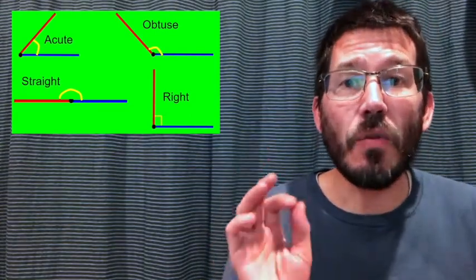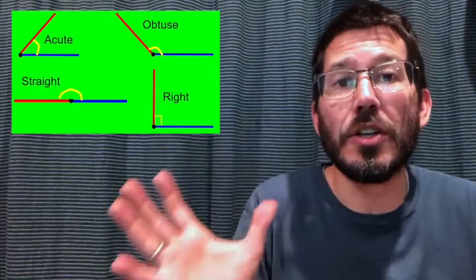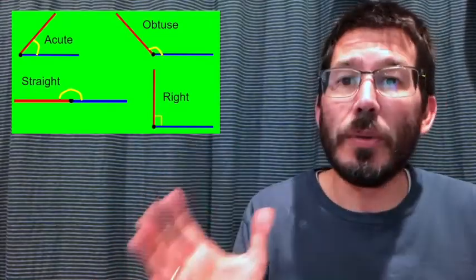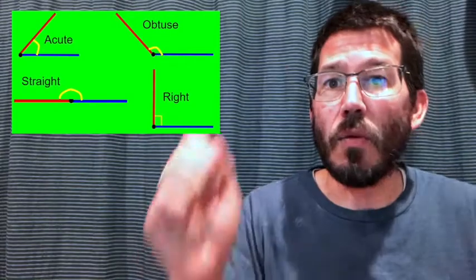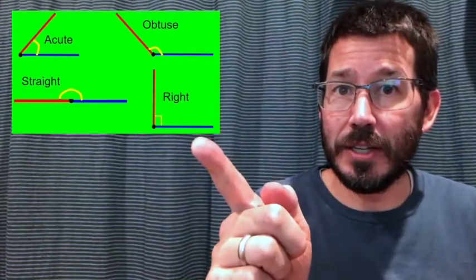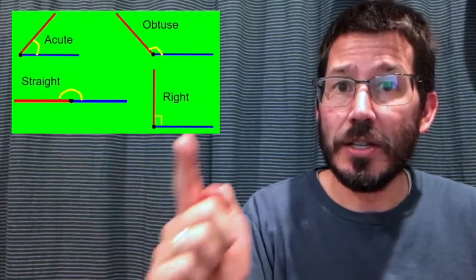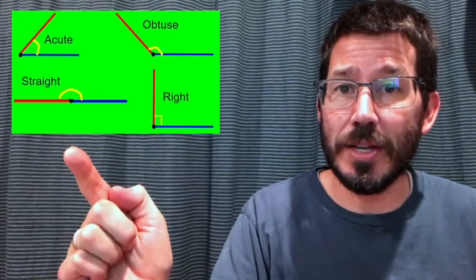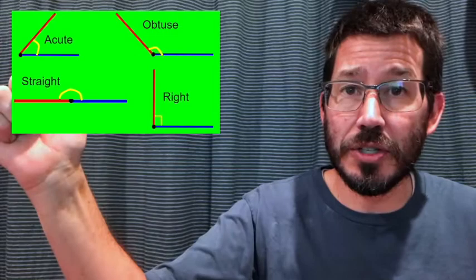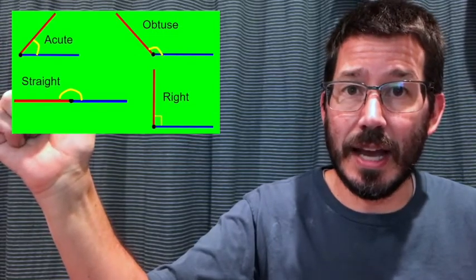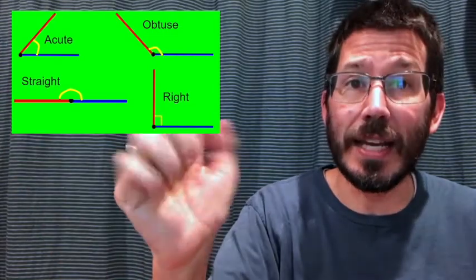If that red part makes it all the way down to the ground, so to speak, all right, you get what's called a straight angle. A right angle measures 90 degrees, and a straight angle measures 180 degrees, all right? So right angle measures 90, straight measures 180, acute measures less than 90, and obtuse measures more than 90, but less than 180, all right?